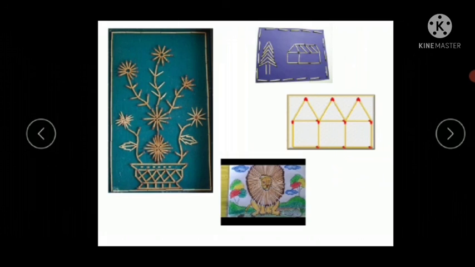So, I hope you all enjoyed this lines and curves chapter.